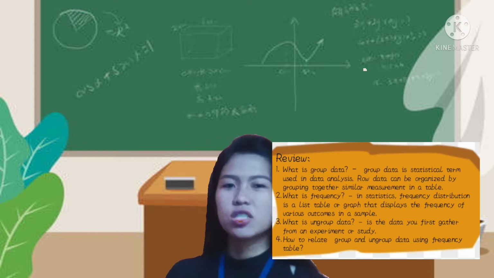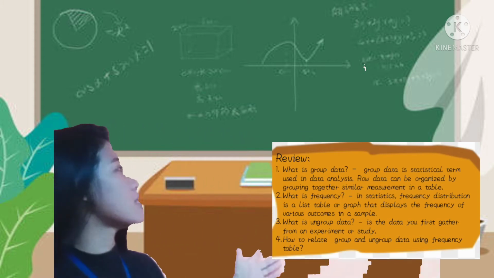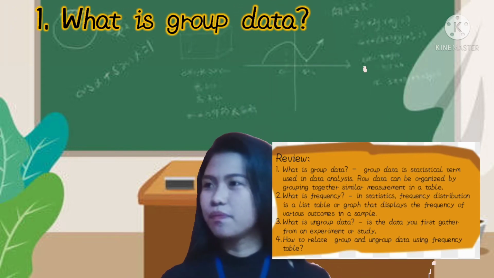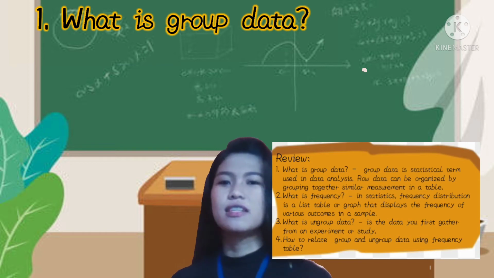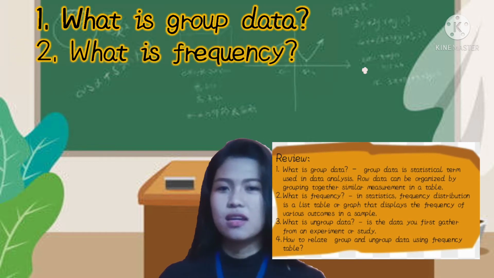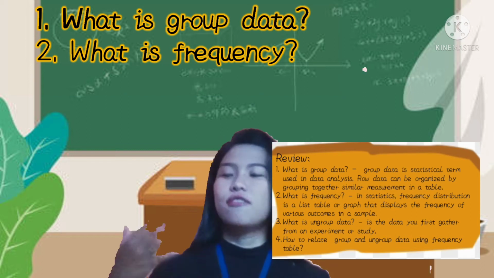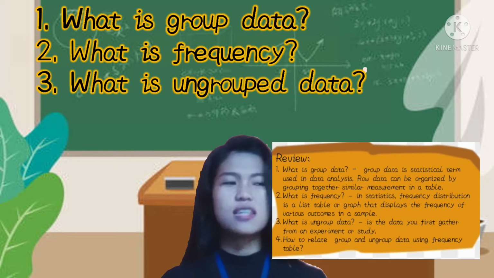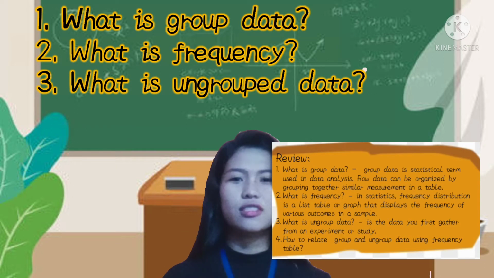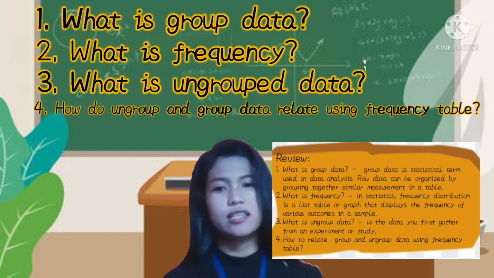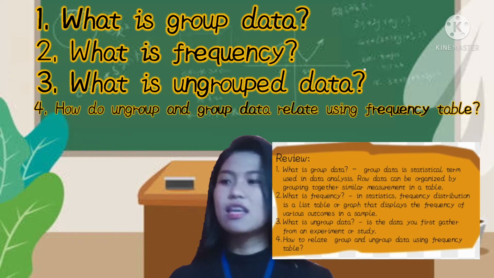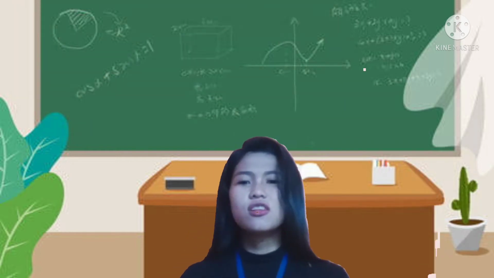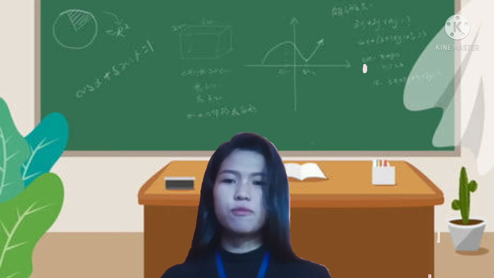I prepared 4 questions and I will call a name to answer the questions. First question, what is group data? Yes, Jane. Okay, very good. Number 2, what is frequency? Yes, Harold. Very good. Number 3, what is ungroup data? Yes, Shane. Very good, thank you. Number 4, how to relate ungroup data using frequency table? Yes, James. Very good. So since you already understand our previous topic, let us proceed.